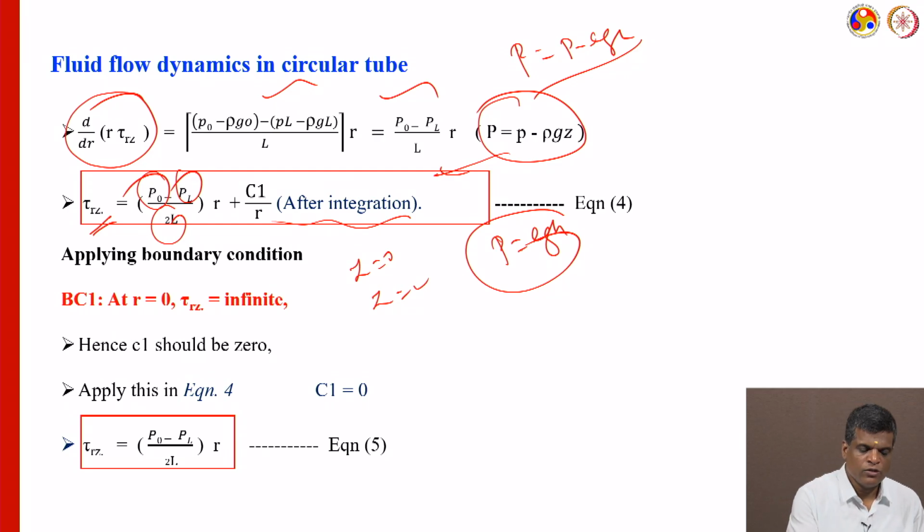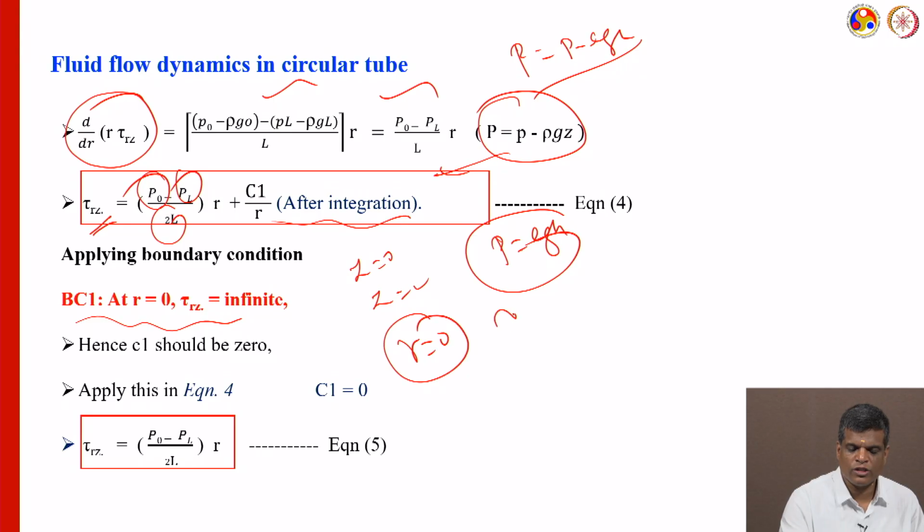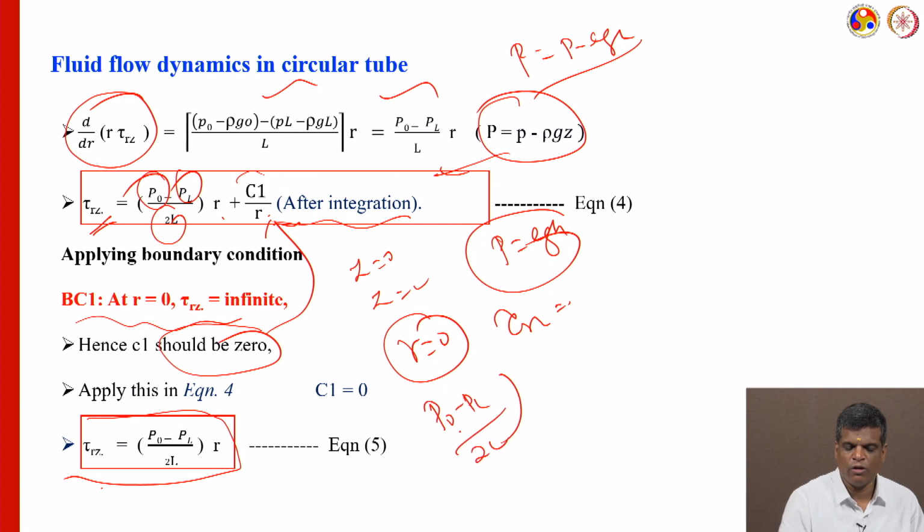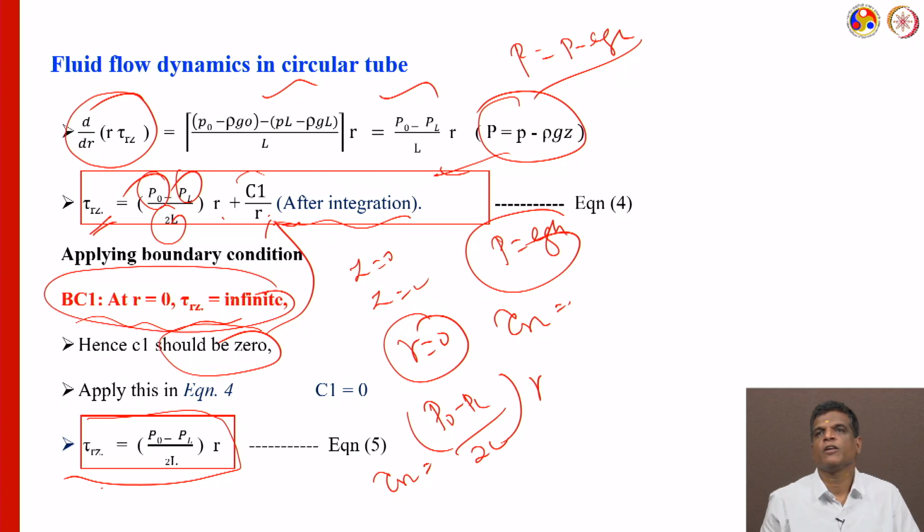So after integration, we have to apply the condition at r equal to 0, where tau_r would be an infinite value. Since r equal to 0, C1 should also be 0. So substitute C1 equal to 0, then we will get tau_r equal to (P naught minus P_L) by 2L into r. Because if you substitute this boundary condition, there are two conditions: one is a boundary condition, the other one is for the initial condition.